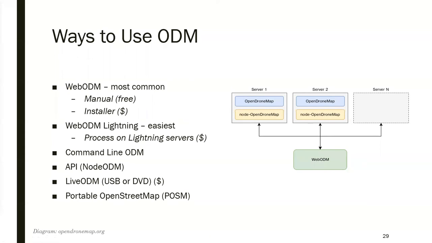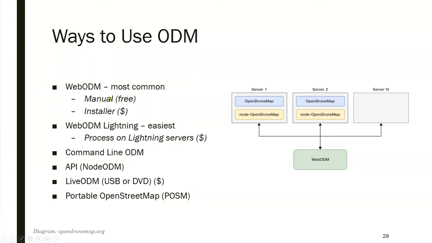OpenDroneMap started as just a set of command line tools because all the processing stuff is command line and, you know, through APIs in the background. WebODM was introduced about 2 years ago, and that helped significantly with adoption, making the tool easy to use and easy to understand for people that aren't necessarily so codey. And so WebODM is definitely the best way to get started. Even if you are interested in the backend API stuff, WebODM is still the easiest way to get started. So that's the most common.